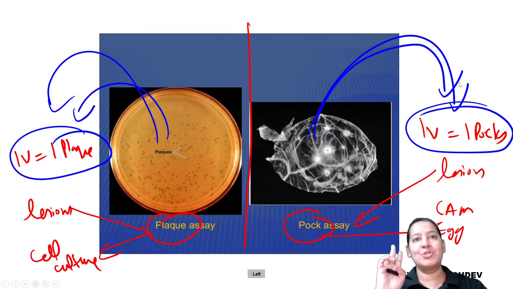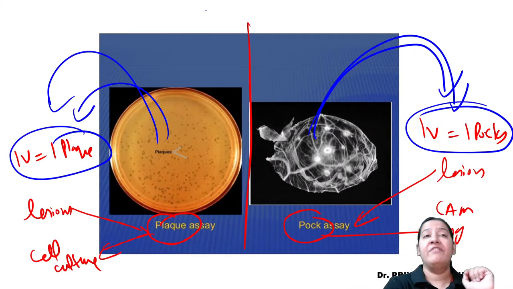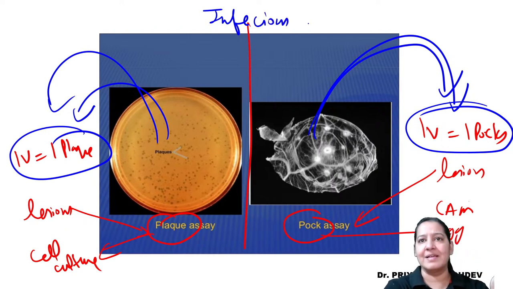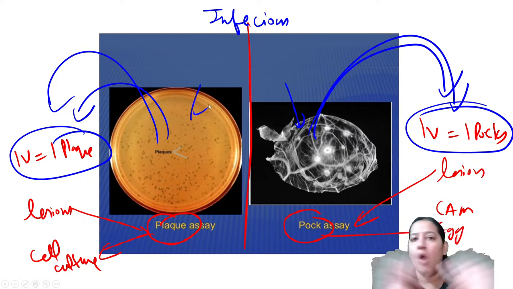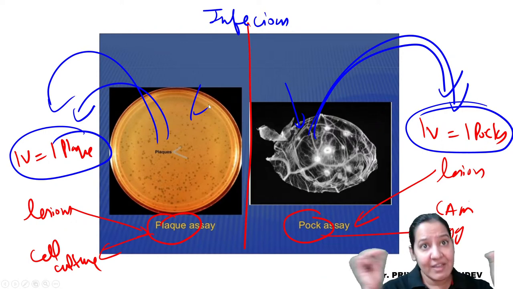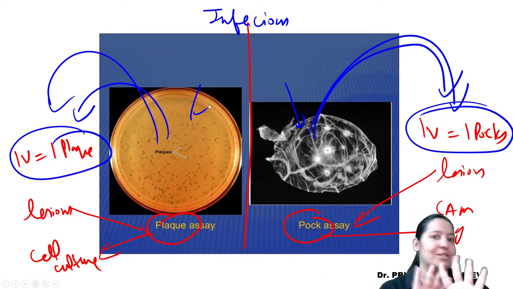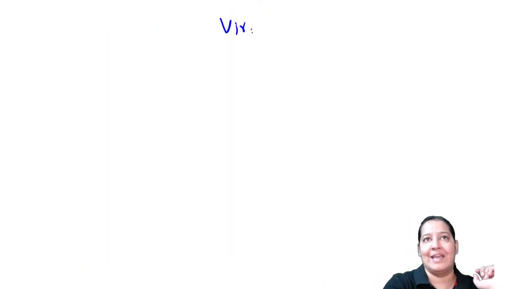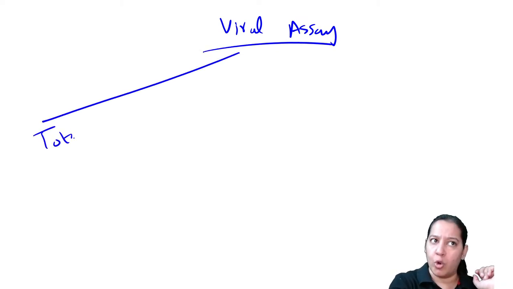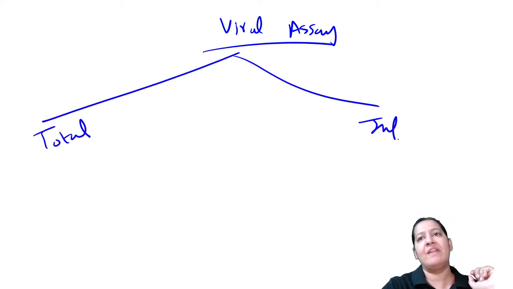So these are the two assays in which we are getting the number of infectious virus, not all virus. Because if the specimen contains many viruses, still only the infectious ones will enter inside the cell and produce the lesion. Non-infectious will not produce the lesion. So it is giving us the number of the infectious virus, not the total virus. So the summary is that we can do viral assay. Viral assay means counting of virus. So what do you want? You want to count total virus or only infectious virus?